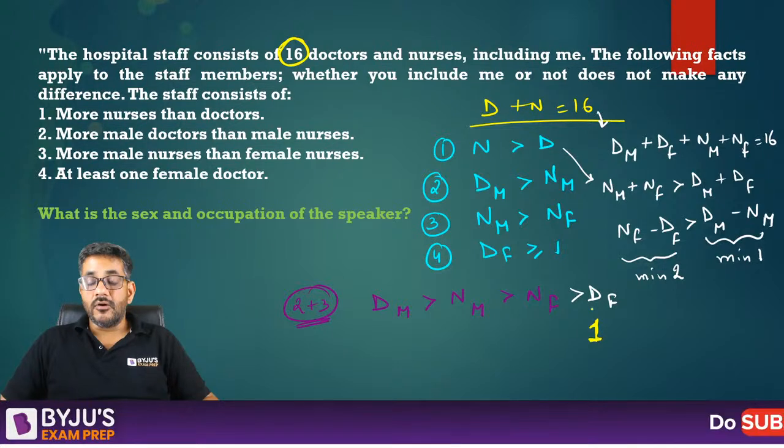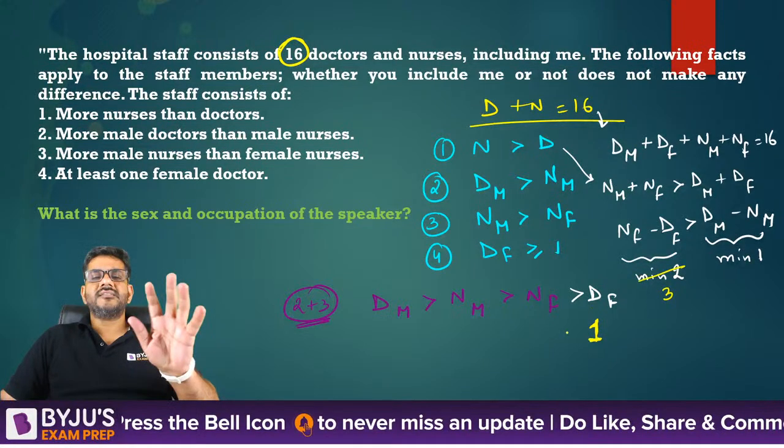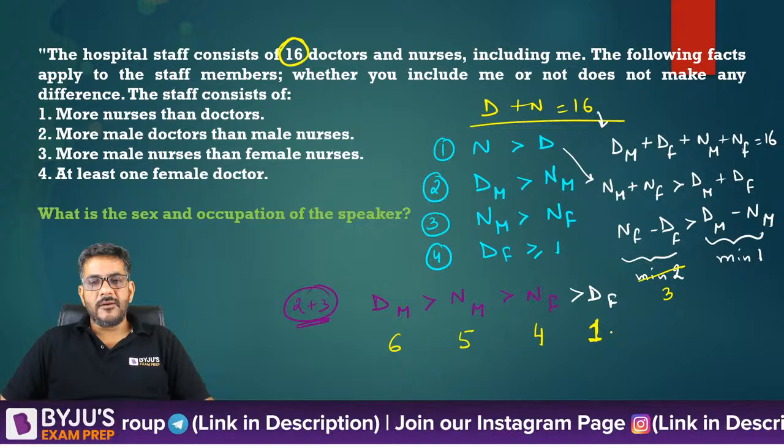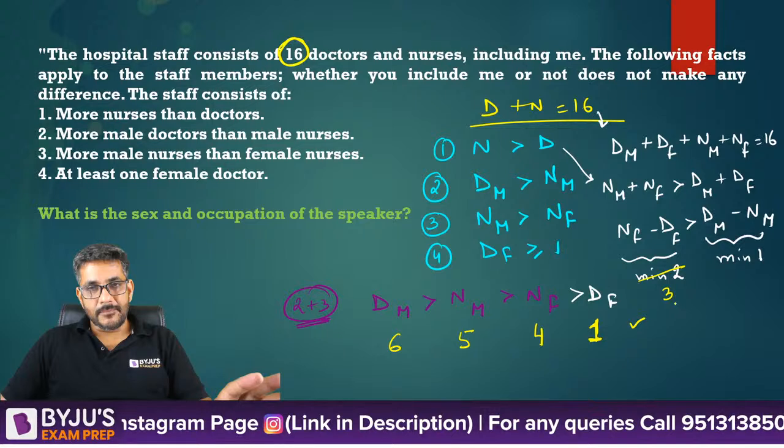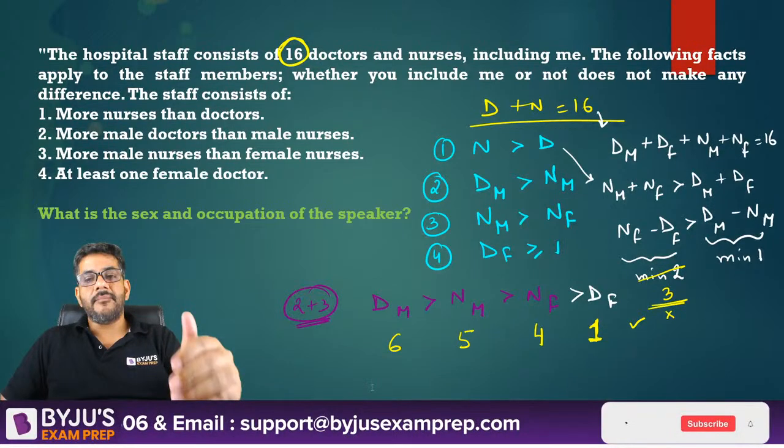Now the next point, NF minus DF is minimum 2. DM minus NM is minimum 1. If it is minimum 2, let me just try to take it as 3. So if this is equal to 1 and I take a difference of 3, that becomes 4. This becomes 5. This becomes 6. 6 plus 5, 11 plus 4, 15 plus 1, 16. This makes the total as 16. That is possible. But can I say that definitely it cannot be above 3? It was minimum 2. That means it cannot definitely be above 3, you will not be able to take it above 3 because even at 3 it is becoming total as 16.